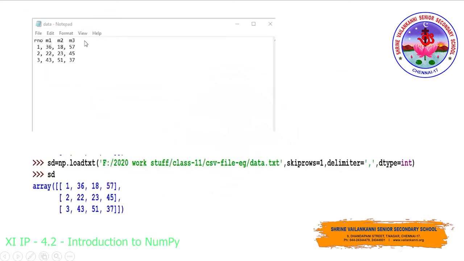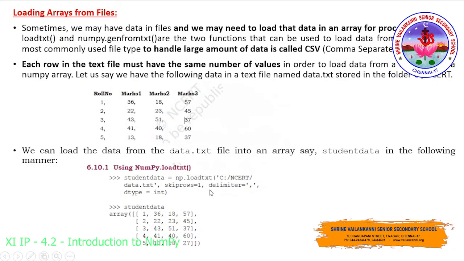So to skip this header, to skip this first row, I have provided skiprows equal to 1, because when we are loading the data into a NumPy array, we have to load only the numbers instead of the characters. That is the reason why this particular parameter has been used, skiprows equal to 1. And delimiter equal to comma helps you specify commas in between the values when we load the data into the NumPy array.